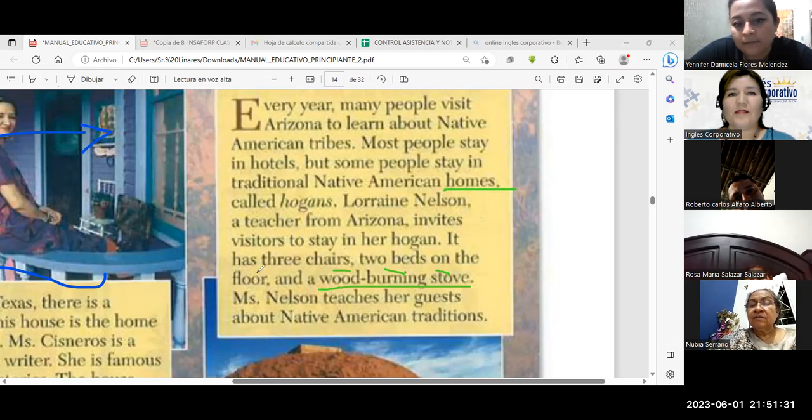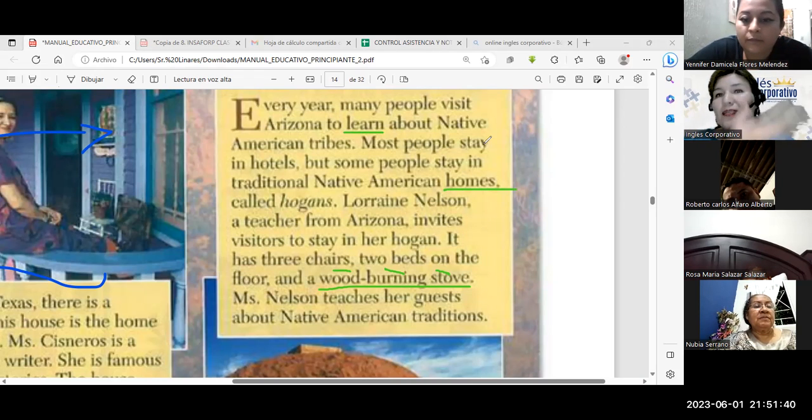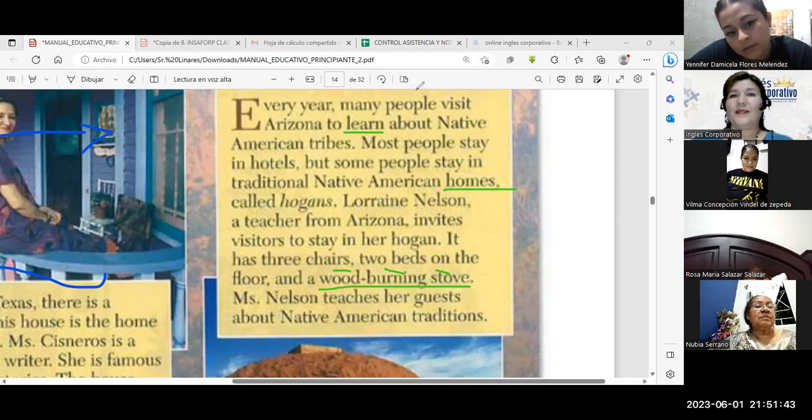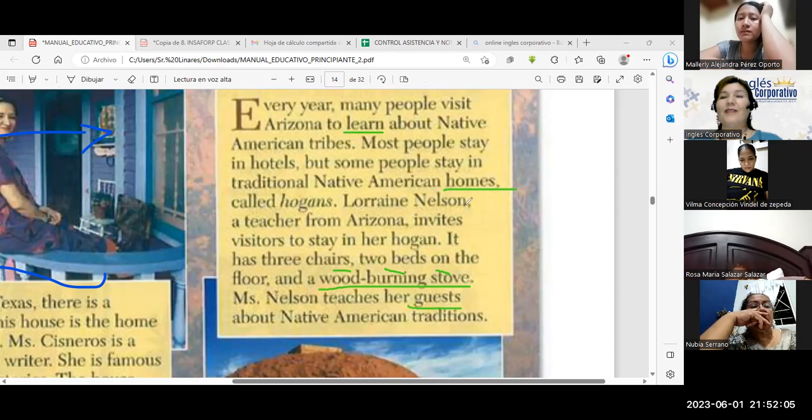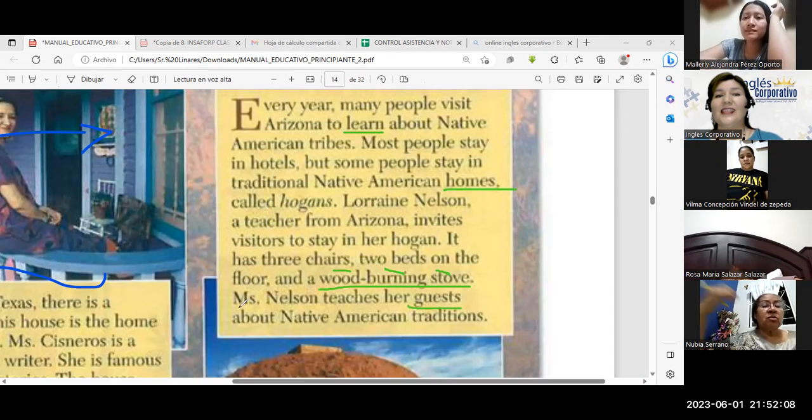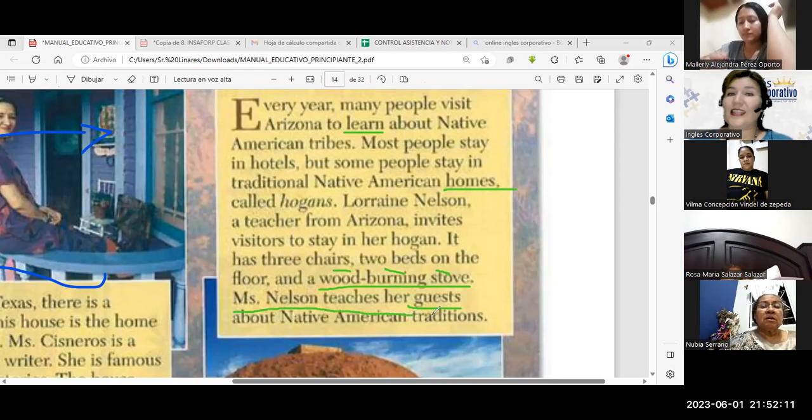To learn. Aprender. You are learning English. They learn about Native American tribes. Aprender sobre los nativos. Native American. What is guests? En la penúltima línea. Guests. Invitados. Mrs. Nelson teaches her guests, ella le enseña a sus invitados about Native American traditions.